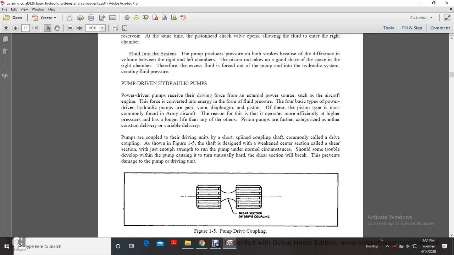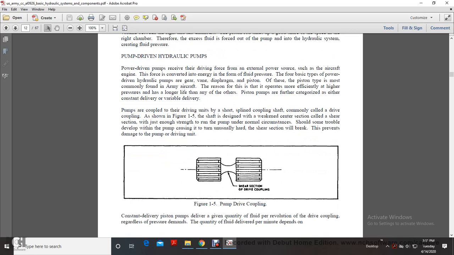Pumps are coupled to their driving units by short splined coupling shafts, commonly called the drive coupling. As shown in Figure 1.5, the shaft is designed with a weakened center called the shear section, just strong enough to run the pump under normal circumstances. Should trouble develop in the pump, causing it to turn unusually hard, the shear section will break. This prevents damage to the pump-driving unit. Figure 1.5 shows the pump drive coupling shear section.